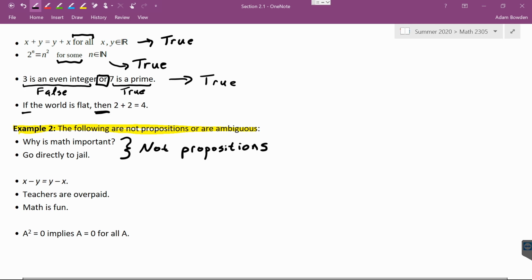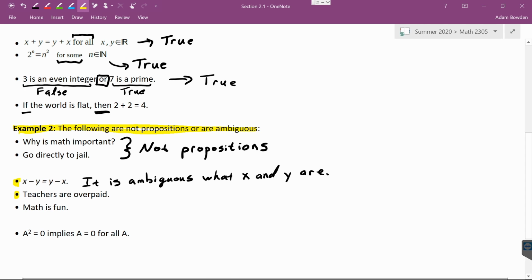The next three can be considered propositions, but only if we remove some of the ambiguities. The first one says x minus y equals y minus x. It's ambiguous what x and y are. As long as we are not specifying what they are, this really cannot be assigned a true-false value. It's not a proposition.